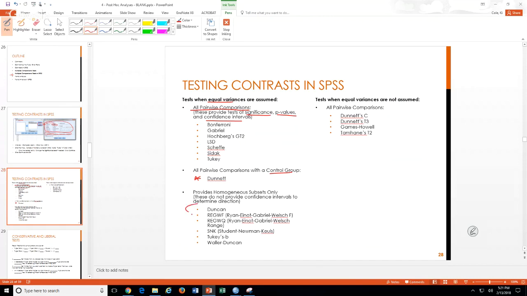Then there's this other subset that I would say is not quite as common, and these do not provide confidence intervals. So we can't determine just from these the direction of the test, like someone indicated earlier. Sometimes we want to know, is one less than or is one greater than, other than just different. So if you're wanting to know direction, then again, you would want to stick with these top categories: Bonferroni, LSD, Tukey, etc.